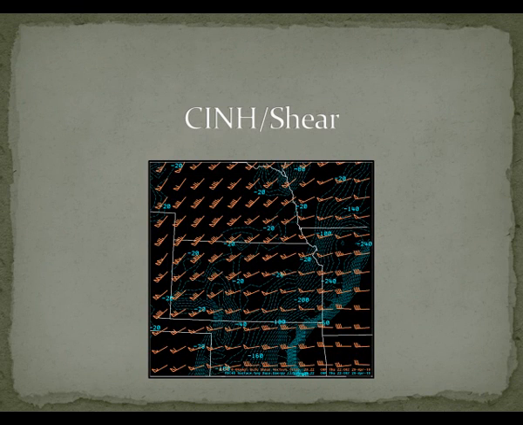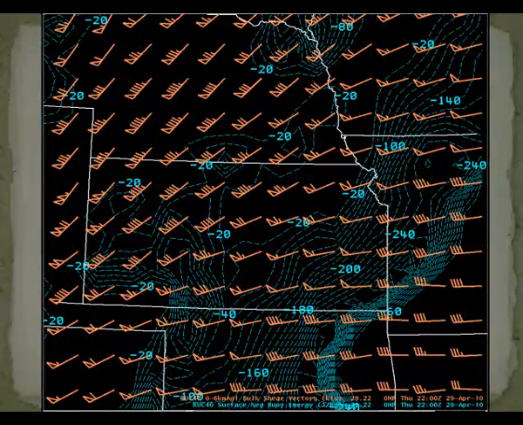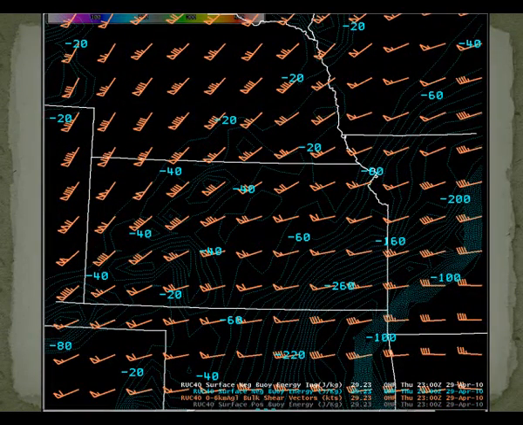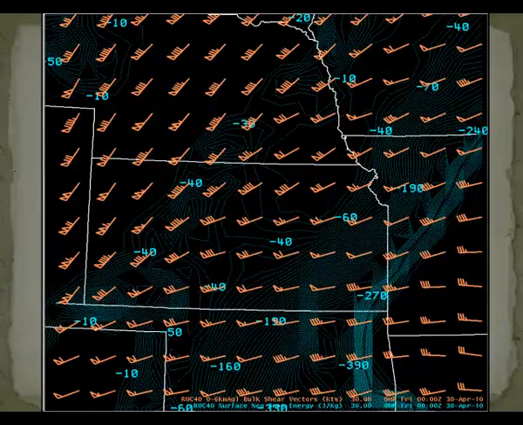Quickly, we'll look at the SBCIN associated with this event. As we move through the day, we see a relative minimum of SBCIN taking place around 23 to 0Z, with 20 to 40 joules per kilogram of inhibition left over, although we do not completely eradicate the surface-based SBCIN during the height of the event.